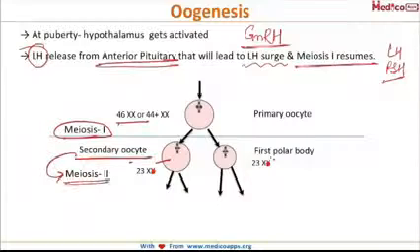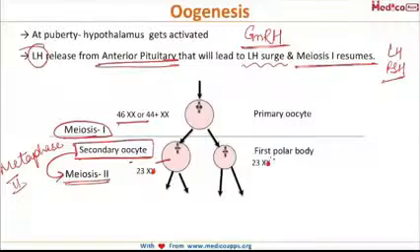Now this secondary oocyte enters meiosis II, but it remains arrested in the metaphase of the second meiotic division, or you can say metaphase 2. So this secondary oocyte remains arrested in metaphase 2 till fertilization occurs. Now it is this secondary oocyte which is released at the time of ovulation. As we said, when there is LH surge, meiosis I resumes, the primary oocyte completes its first meiotic division, leads to the release of secondary oocyte and the first polar body, and this secondary oocyte is released out of the ovary, that is at the time of ovulation.